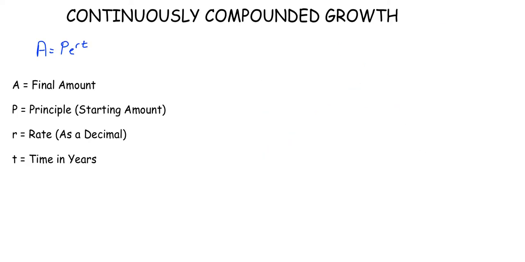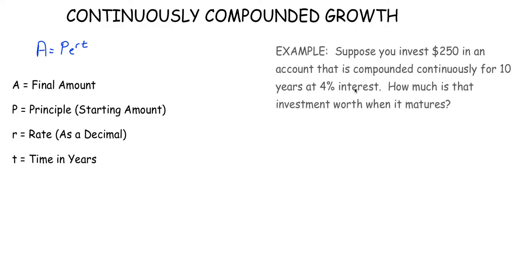So in this next slide, we can see that if we have continuously compounded growth, we now have a new formula. This formula is A equals P times E, which remember is a number, to the RT. The way you can remember it is it spells PERT. A is the final amount, P is the principal, or the starting amount, R is the rate, again, make sure it's a decimal, and T is the time in years.